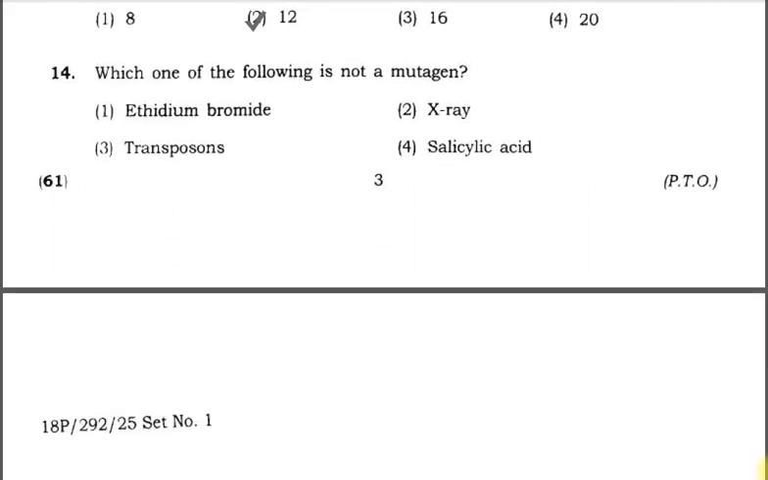The next question number 14. Which one of the following is not a mutagen? The question is very simple, but still it is tricky because it is written 'not a mutagen'. First of all, sometimes we read just only 'mutagen' and we tick the first option. But be careful, read the question carefully. It is saying not a mutagen. So the options are ethidium bromide, X-ray, transposons, salicylic acid. Out of this, there is one which is not a mutagen, and that is the 3, transposons.